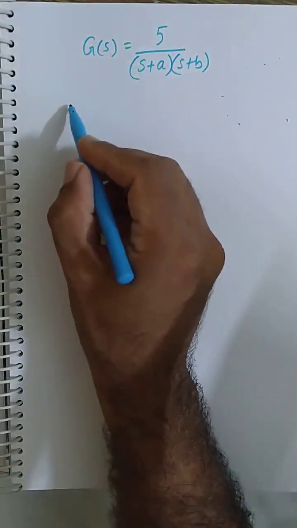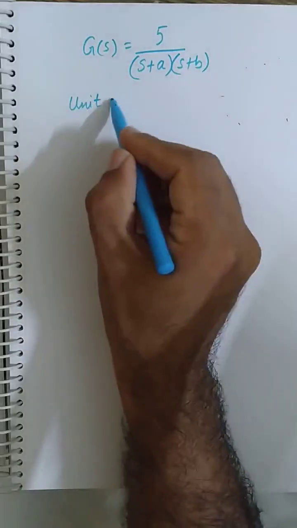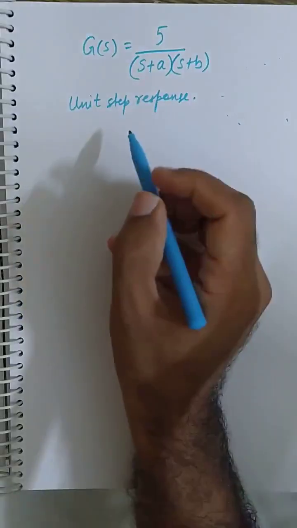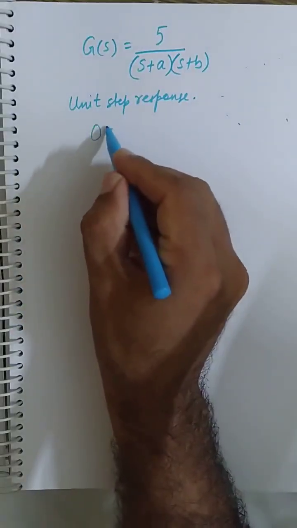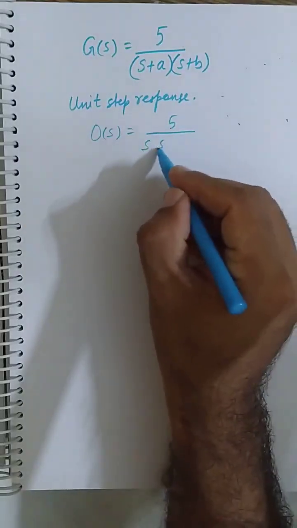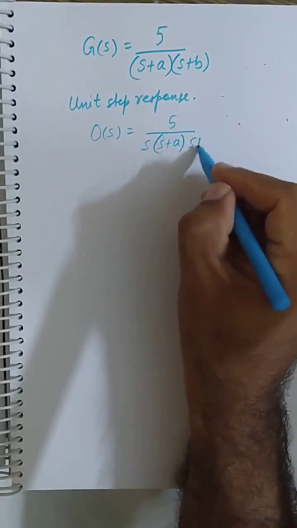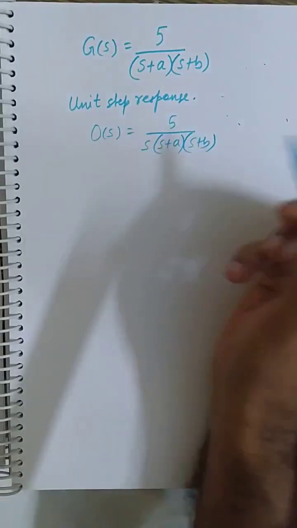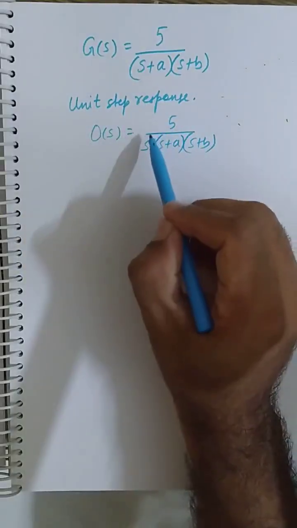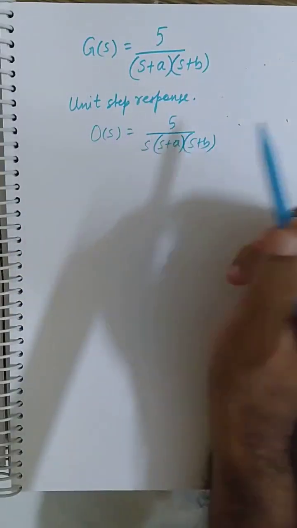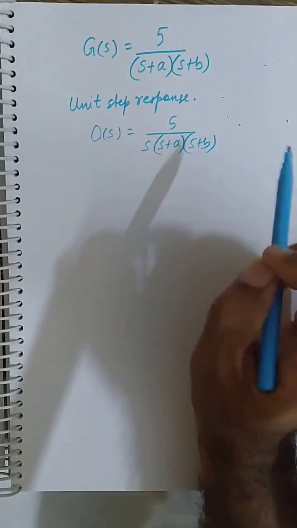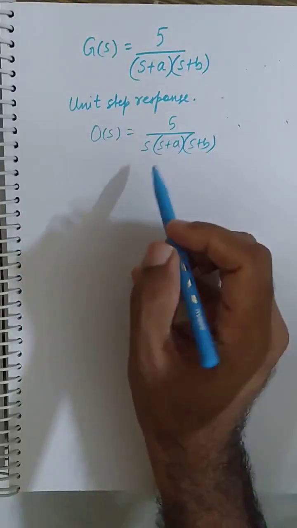Like, for example, if I am looking for the unit step response, then by this time you know that the output will be equal to this, G(s), multiplied by the input, which in case of unit step response is 1 by s, right? So if you want to find the time response, I can simply find it out by inspecting this, right? How can I do that?